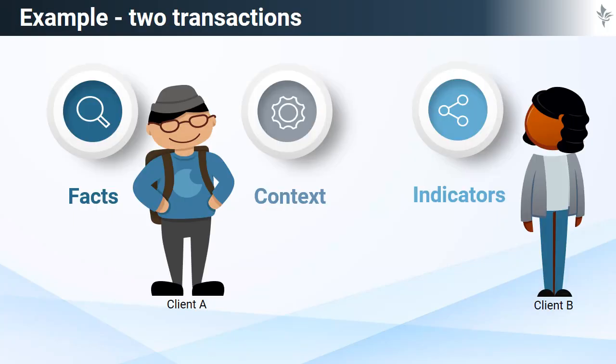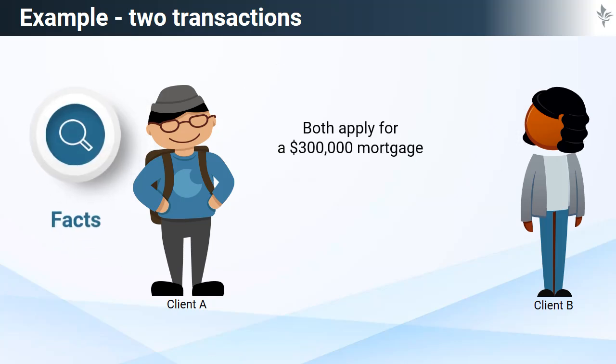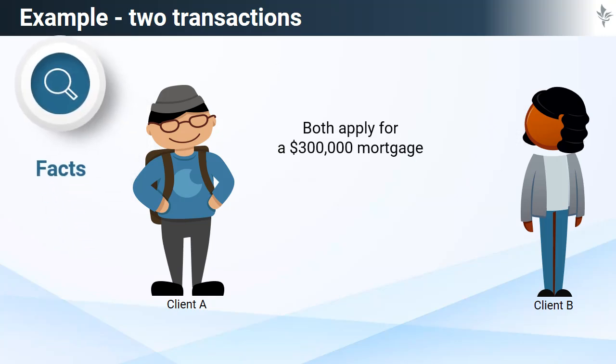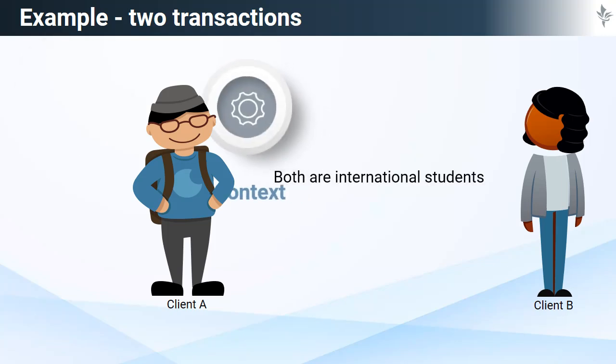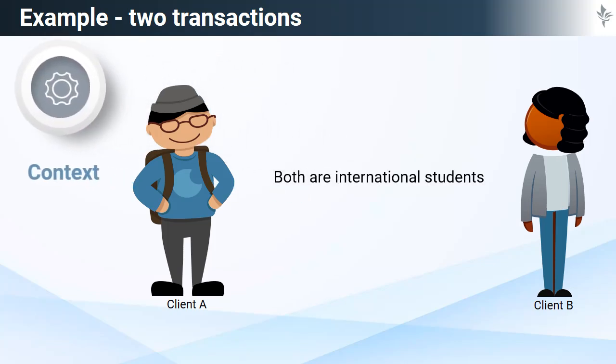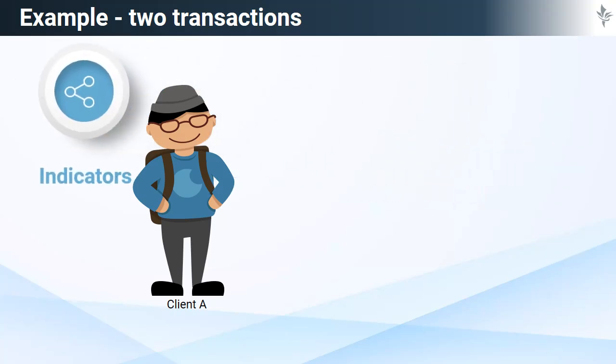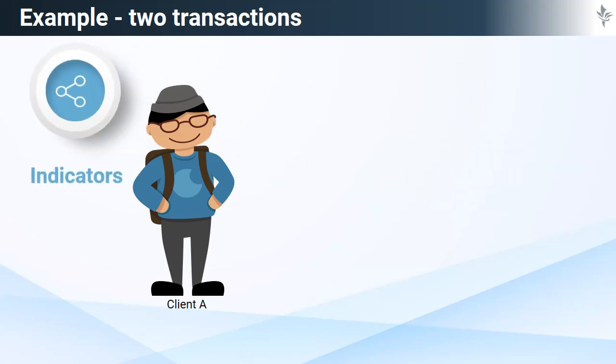For example, let's look at a mortgage brokerage company that has two clients, Client A and Client B. Facts: both Client A and Client B apply for a $300,000 mortgage. Some context: Client A and Client B are both international students. When the mortgage agent, who is employed by the mortgage company, asks Client A for additional information based on the request of the lender, the following indicators became apparent.